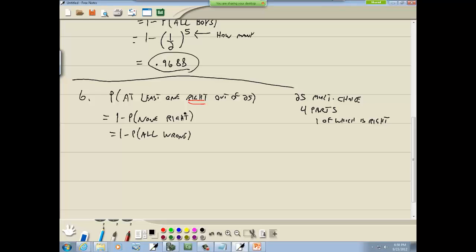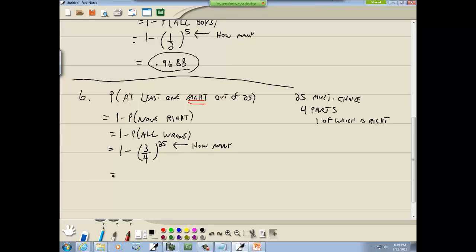Now you want to keep this really simple. Even if you got it really wordy up here and at least 1, try to choose a 1-word description that sums it up, because then when you flip it to the opposite, it's a lot easier to flip. Even if you're technically a little bit off, just as long as you can get it to 1 word. Okay. Let's look at the probability for one question that you're going to get it wrong. Well, if there's 4 parts and one of them is right, then the probability you're going to get it wrong is 3 out of 4. Now there's 25 questions, so that's going to be our exponent.